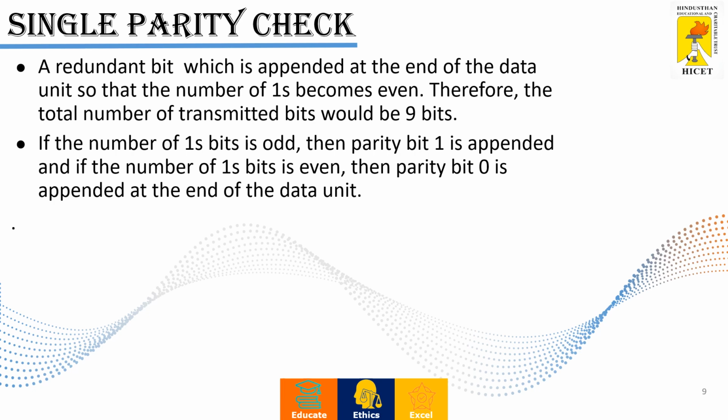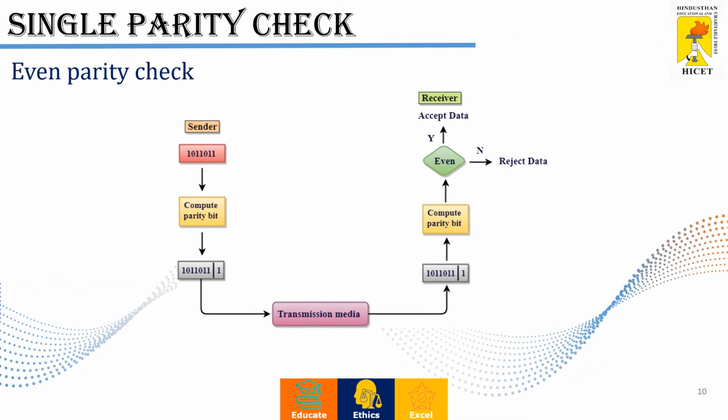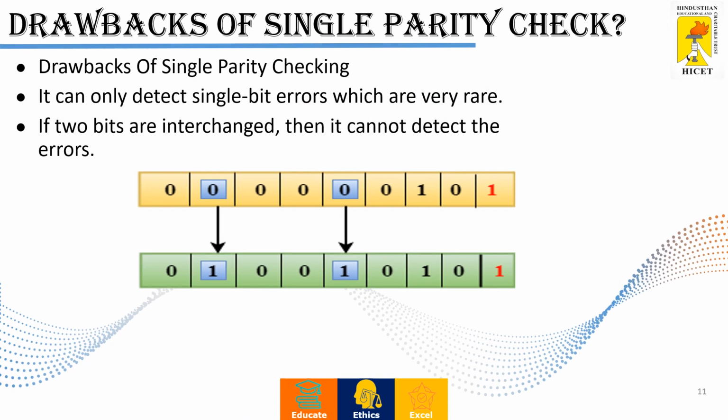The single parity check can be divided into two categories. One is even parity and the other one is odd parity. In case of even parity, if the number of ones is even, then the parity bit value is 0. If the number of ones is odd, then the parity bit value is 1. In case of odd parity, if the number of ones is odd, then the parity bit value is 0. If the number of ones is even, then the parity bit value is 1. This kind of parity check is suitable for single bit error detection only.